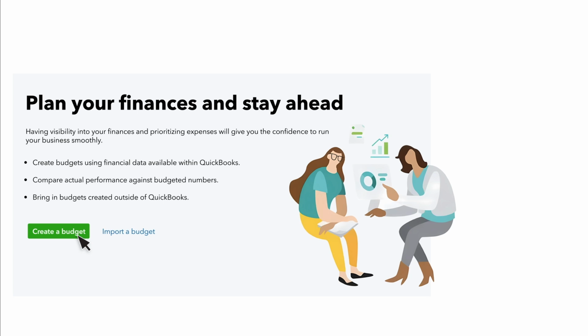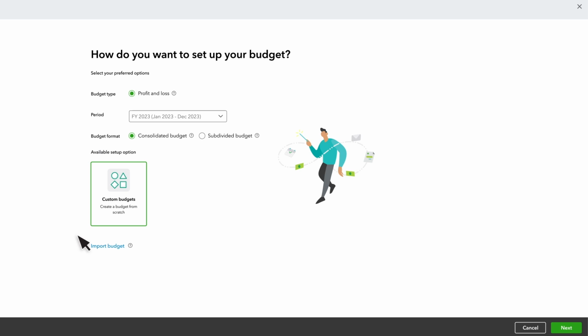First, select Create a Budget. Select the budget type. A profit and loss budget helps you track your performance, like income and expenses, against your predicted results. This is helpful to measure the predicted profitability of a business against actual results. Let's set up a profit and loss budget. Then, select the year you want to create a budget for.